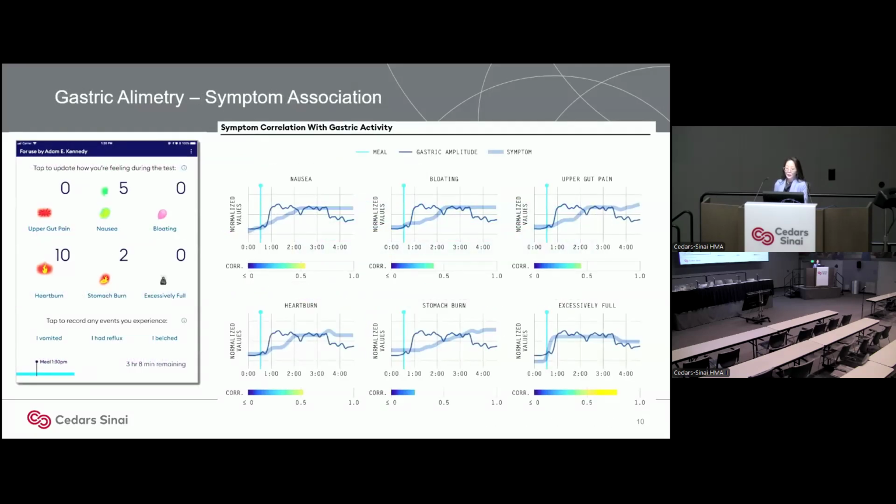So again, this is what a symptom association looks like. Patients during the study are telling us on a scale of 0 to 10 how severe their upper gut pain, nausea, bloating, heartburn, stomach pain, and excessive fullness are. And those symptoms are then correlated with the amplitude of the gastric contractions. If the correlation is greater than 50%, then we consider that to be a significant correlation.